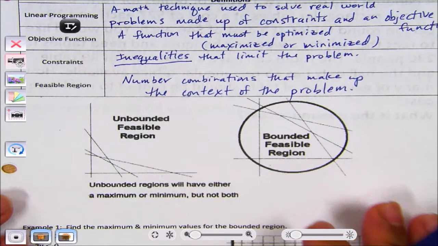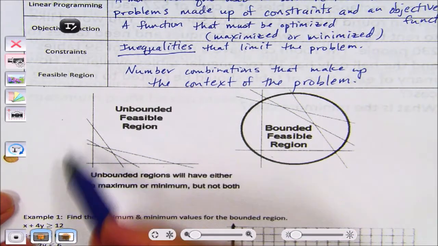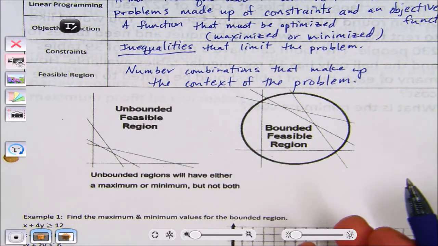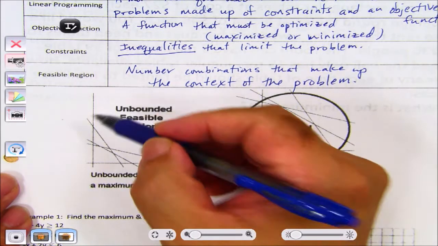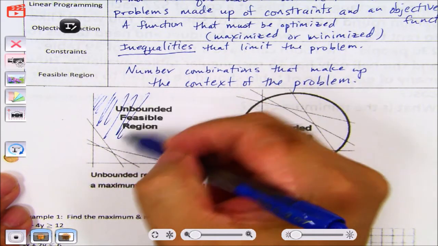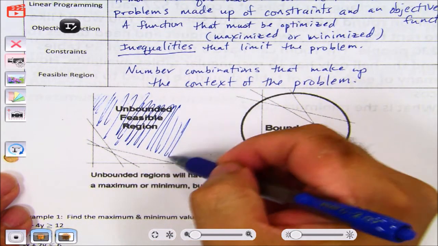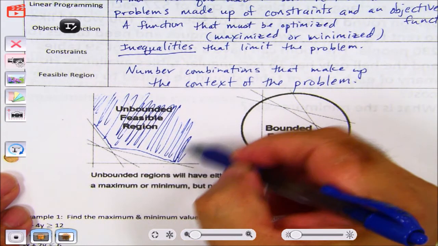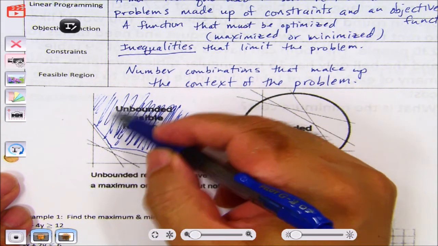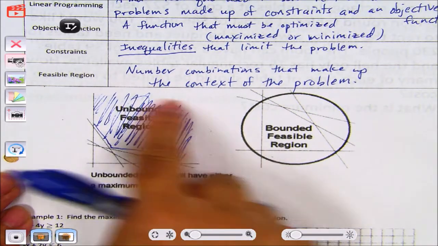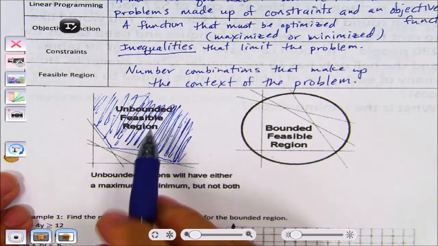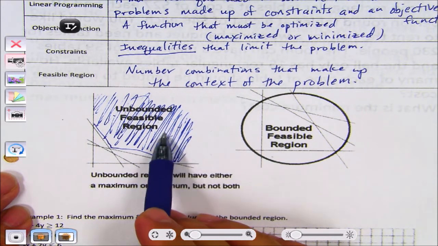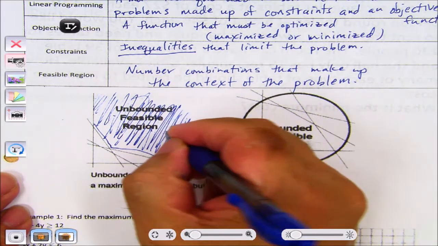All right. Yes. Okay. Now, what you don't see on this diagram is that the original document had this shaded. So the unbounded feasible region looks like this. It's shaded here. So all this is shaded. It's unbounded because it's not blocked on top. It's not closed in on top. So that's an unbounded feasible region. So that means any ordered pair is a possible situation in this problem. Any ordered pair.